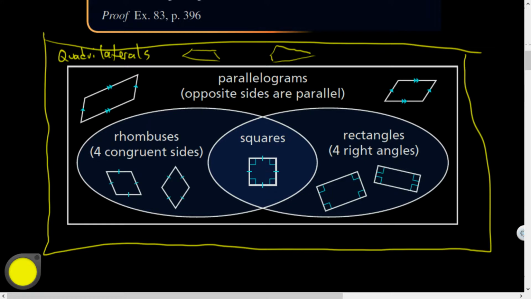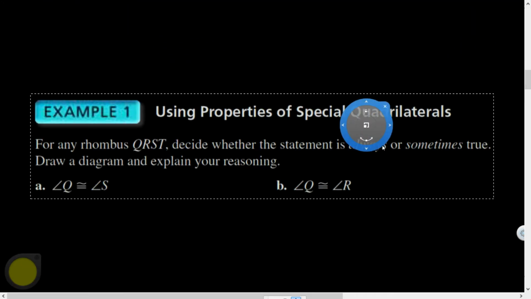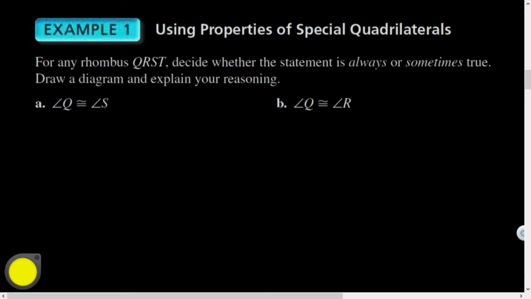Example 1. Using properties of special quadrilaterals. For any rhombus, decide whether the statement is always, sometimes, or never true. Draw a diagram and explain your reasoning. If angle Q is congruent to angle S, is that always or sometimes true for a rhombus QRST?